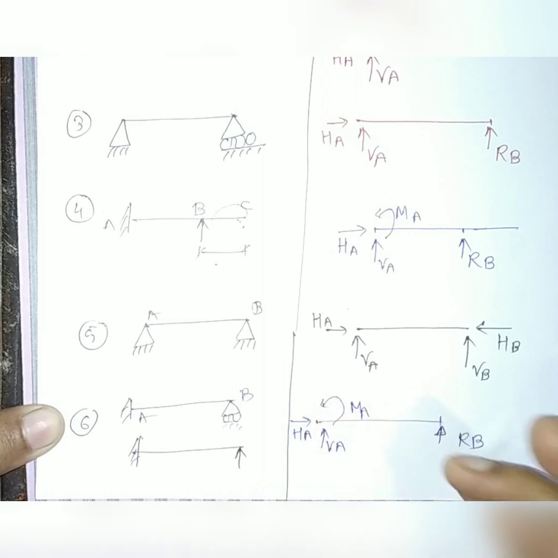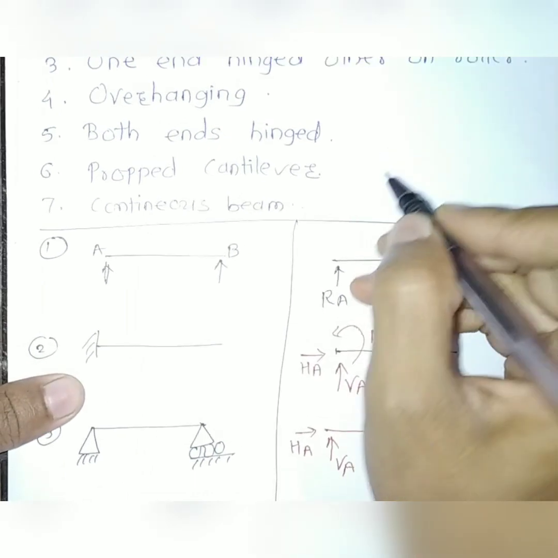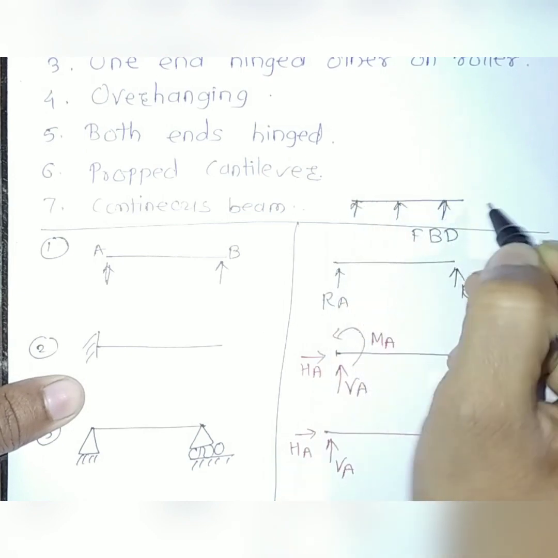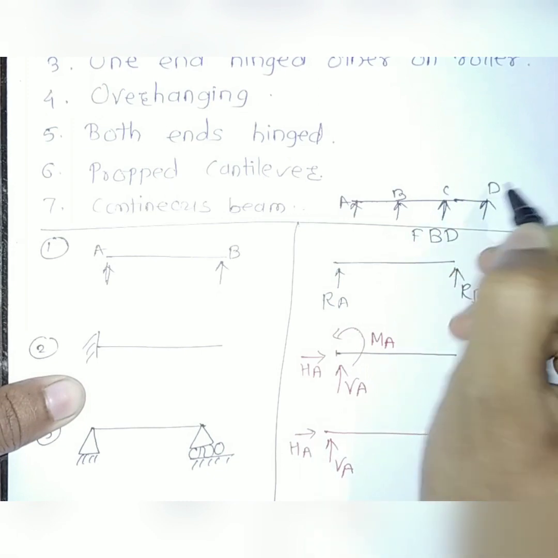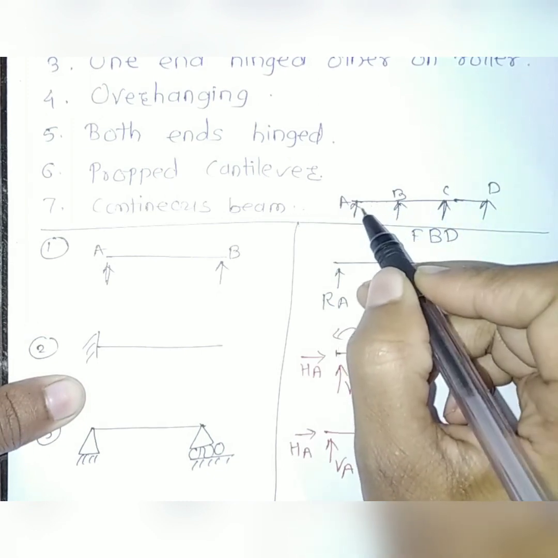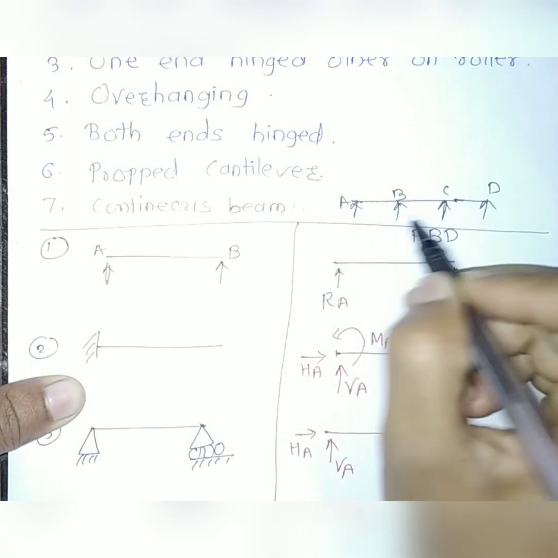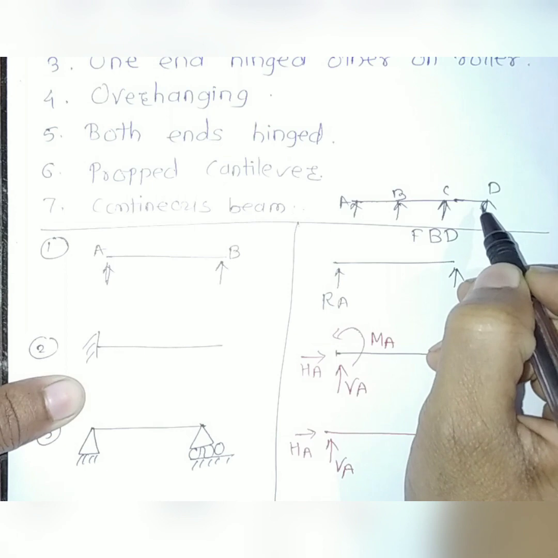And the last one is continuous beam. The continuous beam stands for more than 2 supports. Suppose ABCD is a beam. So in beam ABCD there are more than 2 supports. So this is called as continuous beam.